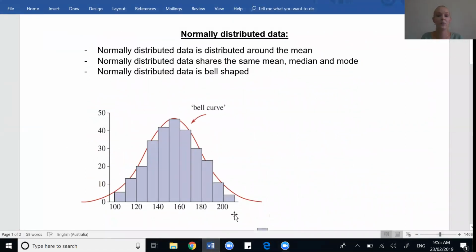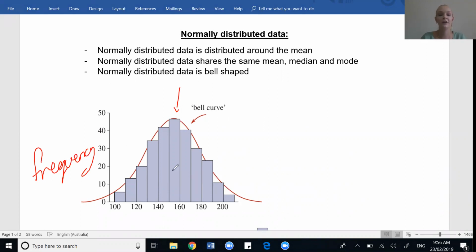To begin, we need to understand what is normally distributed data. Previously, you may have dealt with positively skewed or negatively skewed data, whereas normally distributed data is simply data that is symmetrical or distributed around the mean. So in this case, the mean is going to be right here. The second thing you need to understand about normally distributed data is that generally it shares the same mean, median, and mode. In this data, the x-axis is whatever is being measured, and the y-axis is the frequency of this occurring.